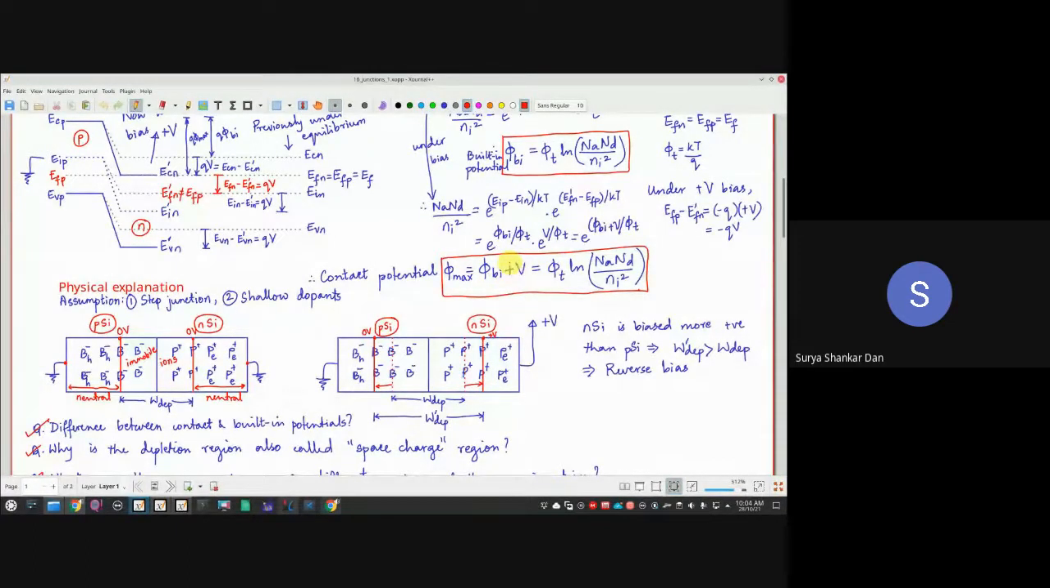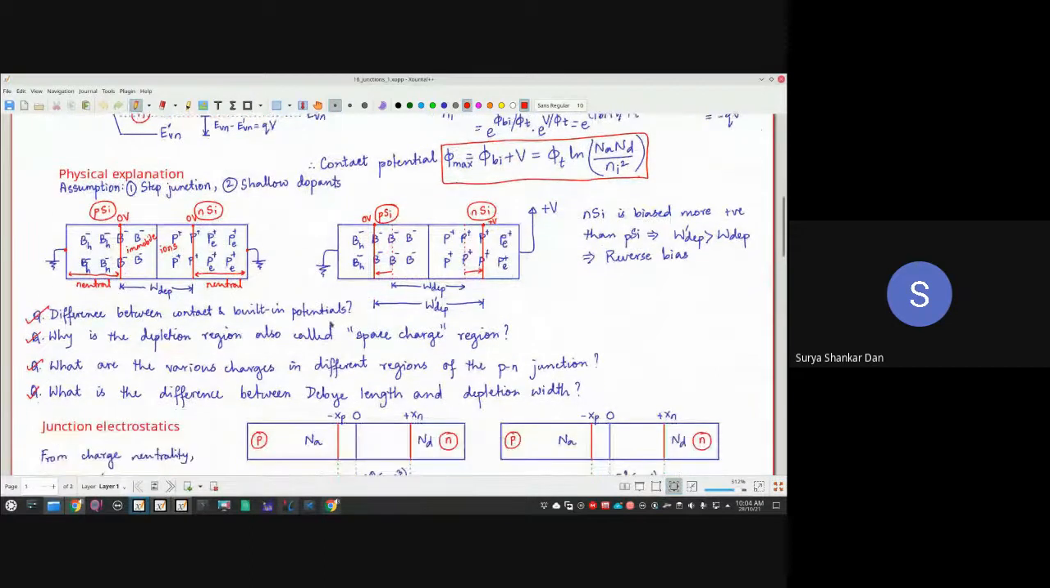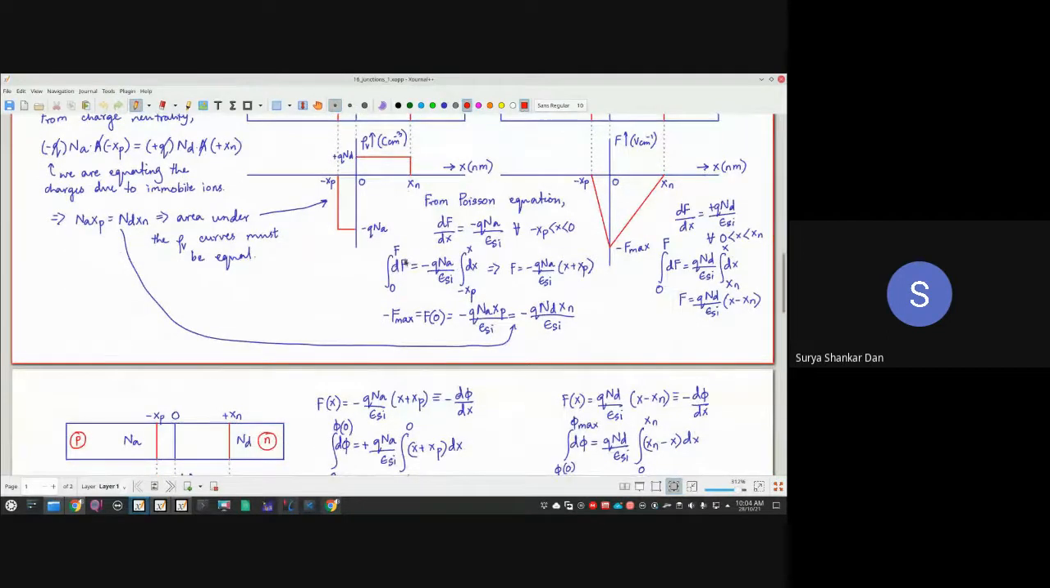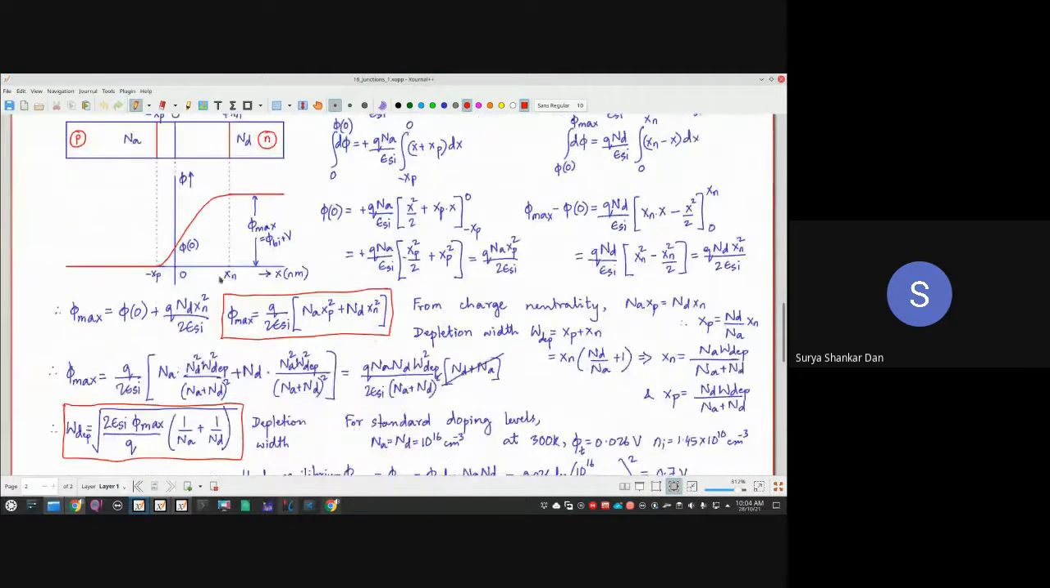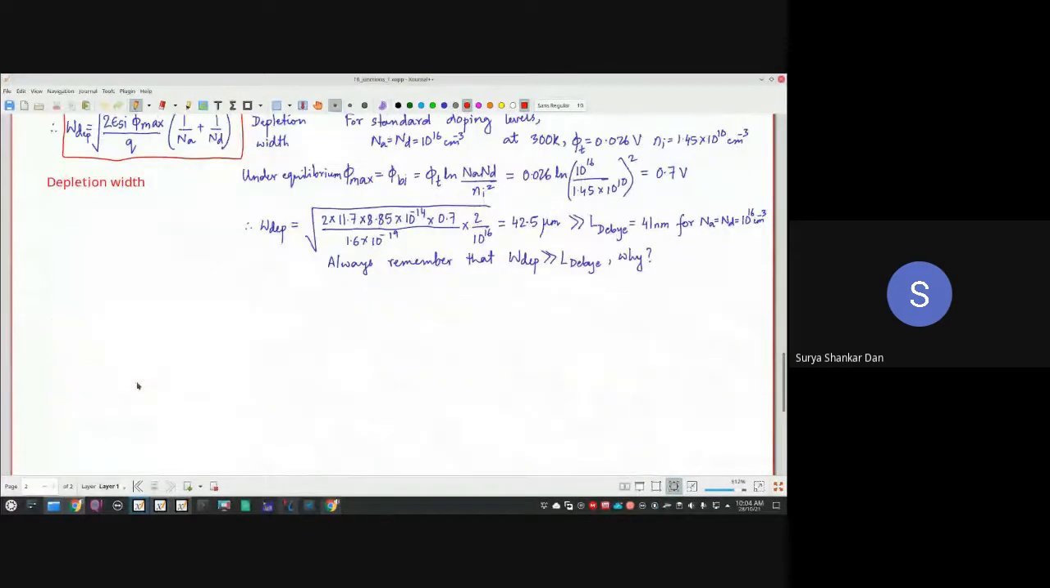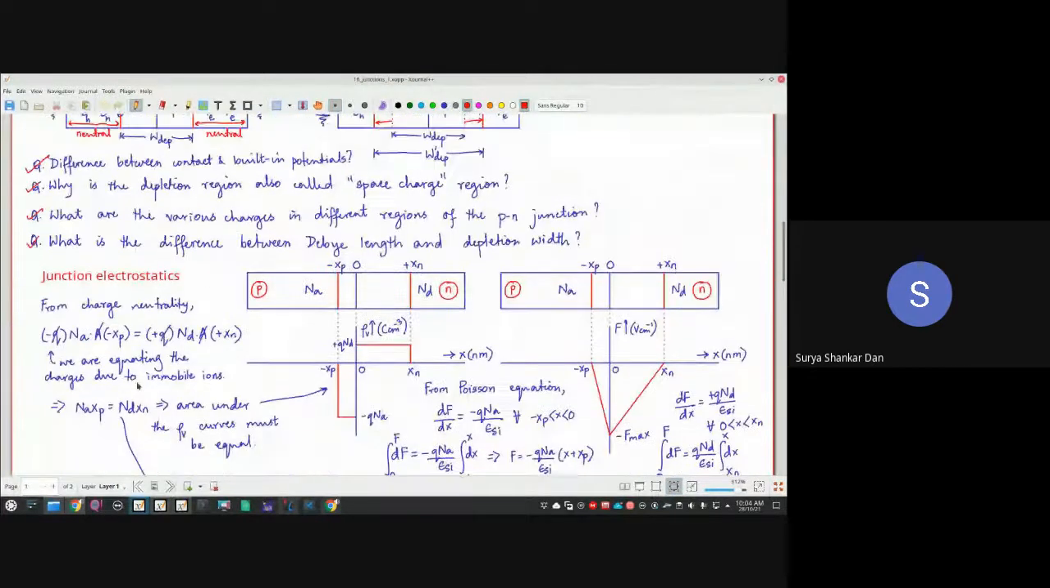Now we went to the physical explanation. Then we went on to understand the junction electrostatics: the charge density, electric field, then the potential. From there, we essentially deduced the concept of the depletion width. And then finally, we answered a few questions which are extremely important from an interview perspective.